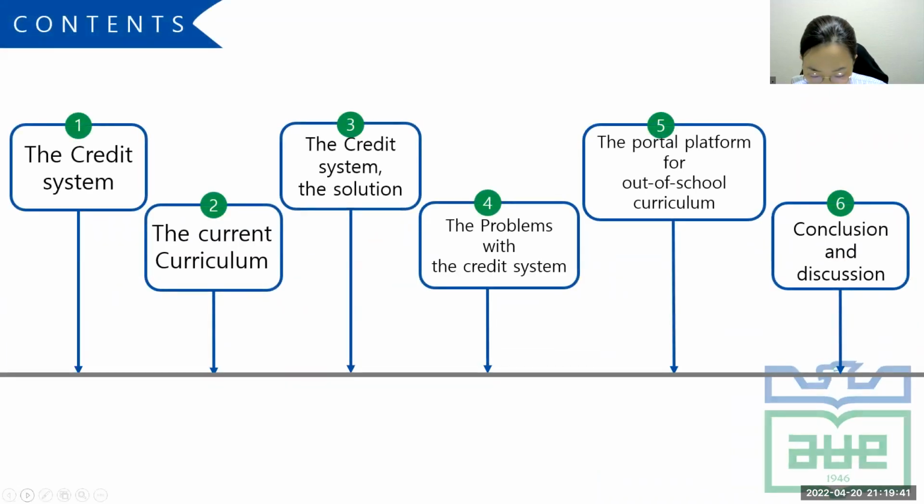The order of the presentation is as follows. First, what is the credit system? Second, how to implement the current curriculum. Third, the credit system as a solution. Fourth, the problem of the credit system. Fifth, let's talk about one of the ways to solve the problem of the credit system. And finally, the conclusion and discussion.